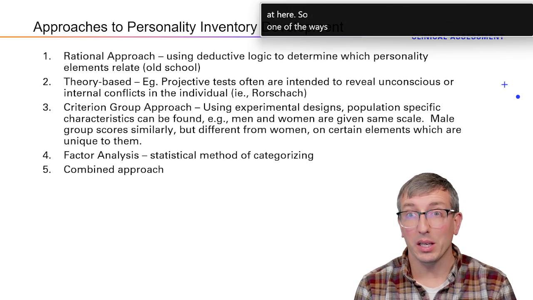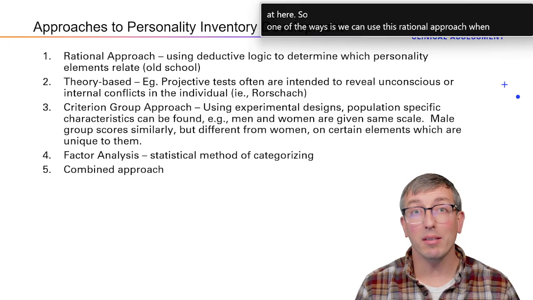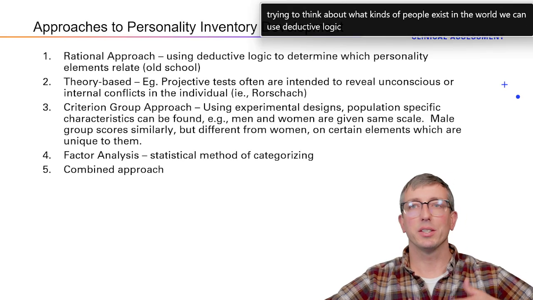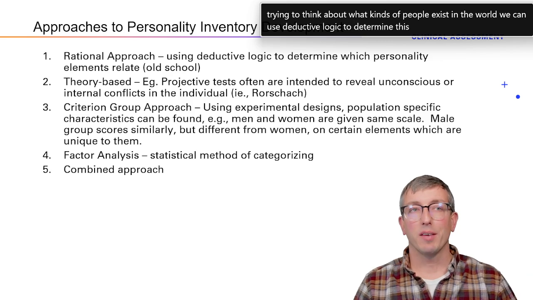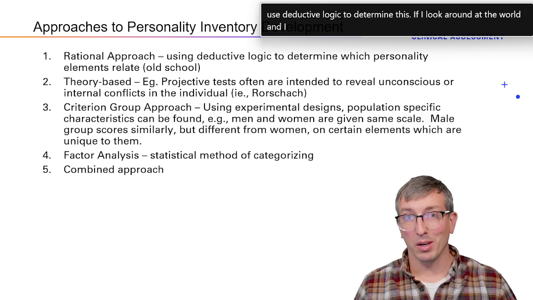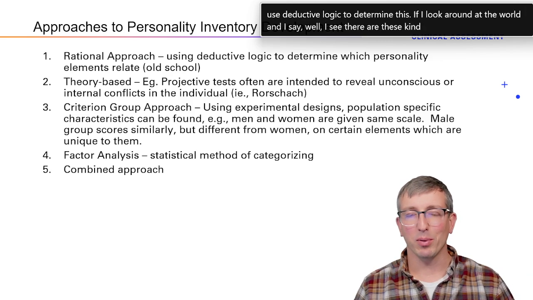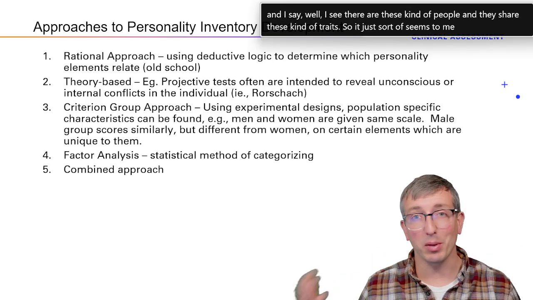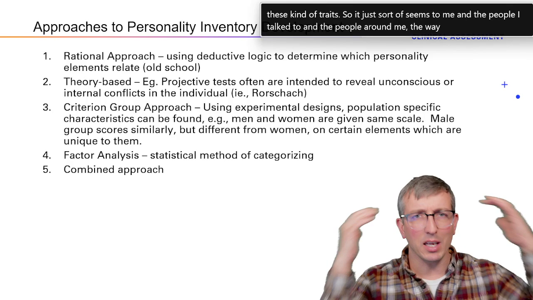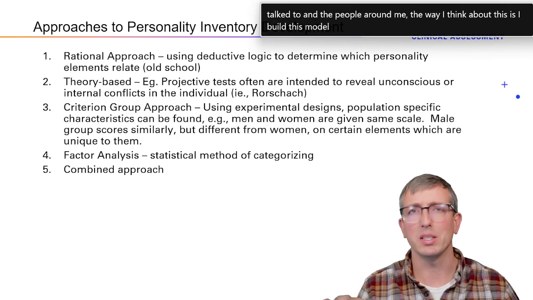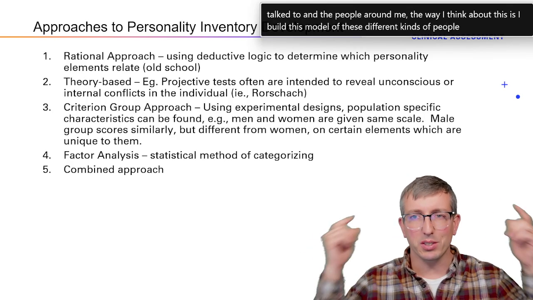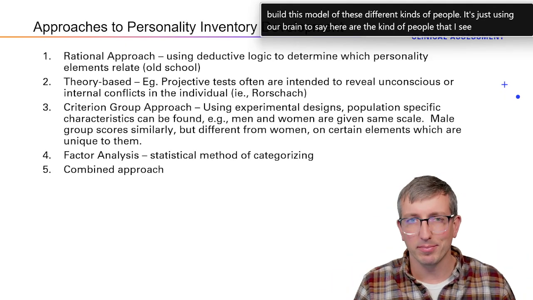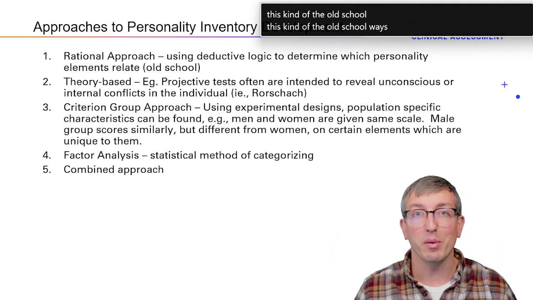One of the ways is we can use this rational approach. When we're trying to think about what kinds of people exist in the world, we can use deductive logic to determine this. If I look around at the world and I say, well, I see there are these kind of people and they share these kind of traits, the way I think about this is I build this model of these different kinds of people. It's just using our brain to say, here are the kind of people that I see. It's kind of the old school way. It's the way we've always done it.